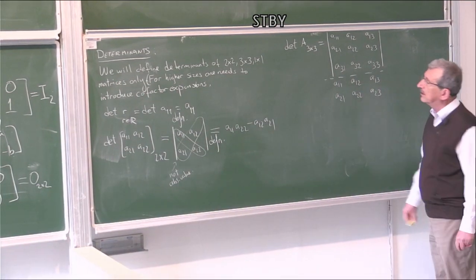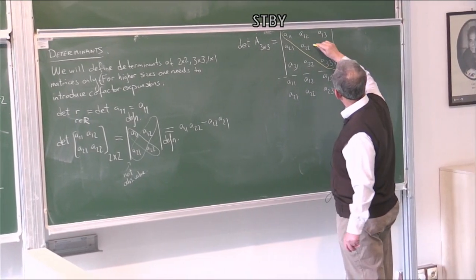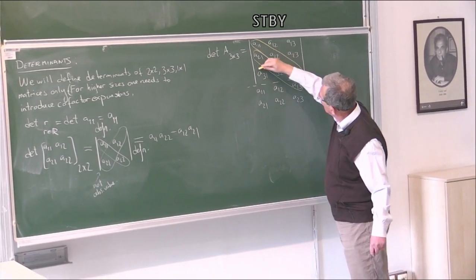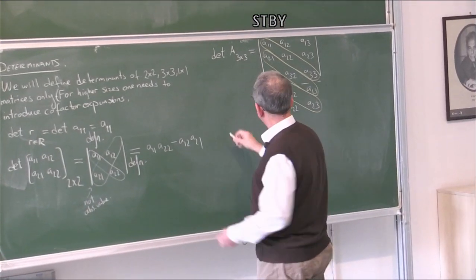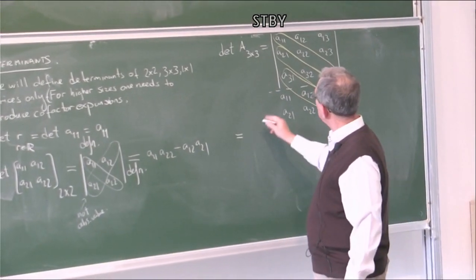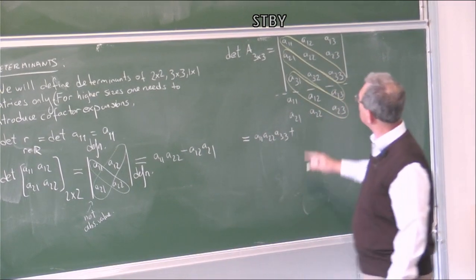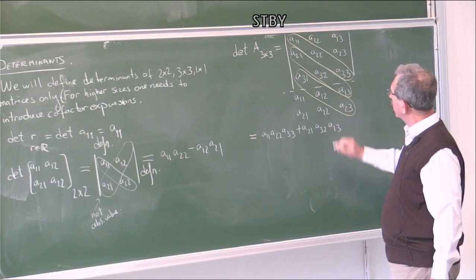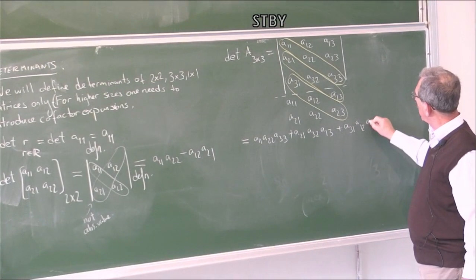And then let us construct the products of the diagonals. This is the first diagonal, this is the second one, and this is the third one. So that is, of course, as in here, we multiply the elements. So that would be A11, A22, A33, plus A21, A32, A13, plus A31, A12, A23.